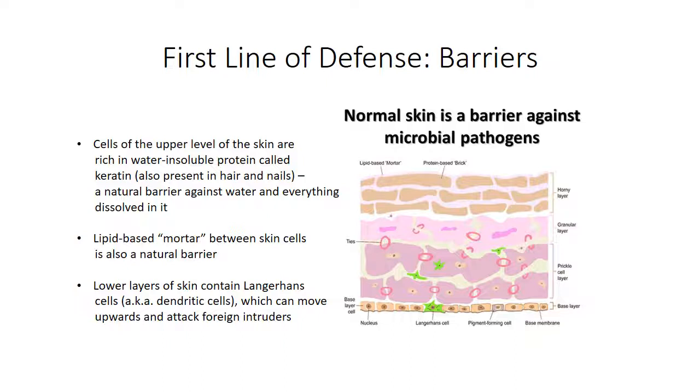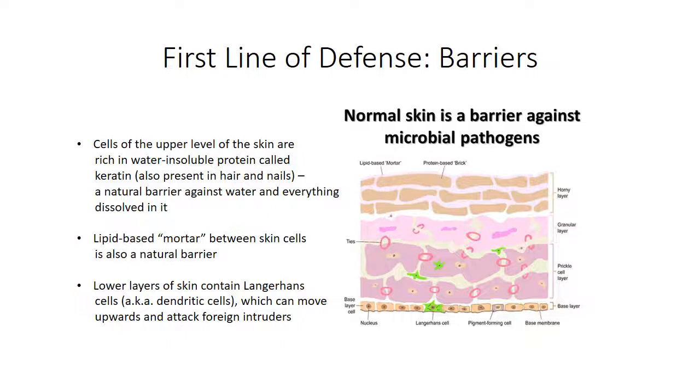Still, intruders do find some ways to enter. They find nicks, cuts, erosions on the skin, and usually they go through there because these parts of the skin do not have much of healthy keratin-containing cells and lipid mortar.